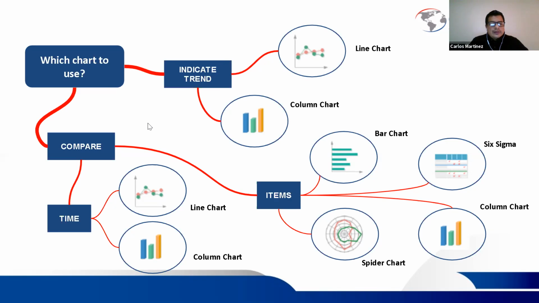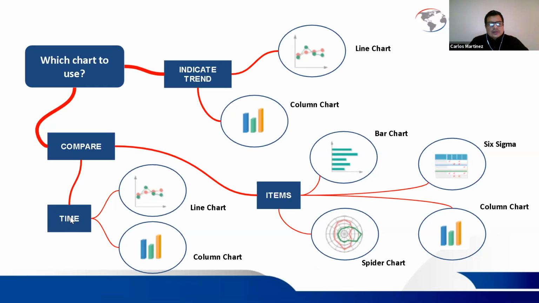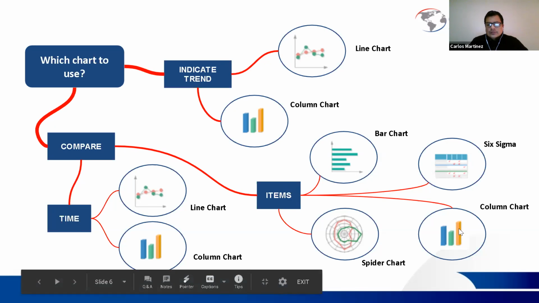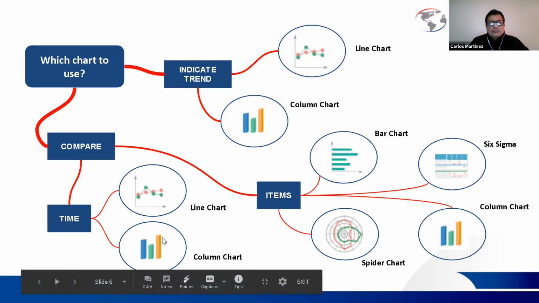Now, when you want to compare things, we can compare how things are moving in time. To compare just things and quantities, amounts, we can use bar charts. You can use a Six Sigma chart, like it's here. We can use a column chart, or we can use a spider chart. But when we want to compare how things are moving in time, along a timeline, then we're going to use line charts and also column charts. Okay.